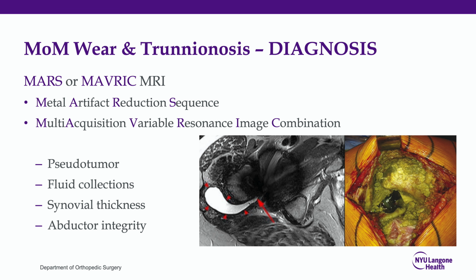common finding with metal-on-metal problems is the fluid collections. You can measure synovial thickness and abductor integrity. It can also be assessed on these scans.